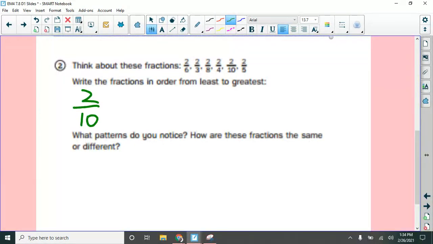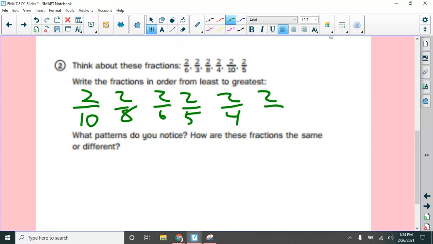2/10 is smallest, then 2/8, 2/6, 2/5, 2/4, 2/3. I'm not sure why they didn't put on 2/2, but that would of course be even bigger, right? 2/2. It's not on there, but that would have been there. And what do we notice? We noticed the same thing, don't we?